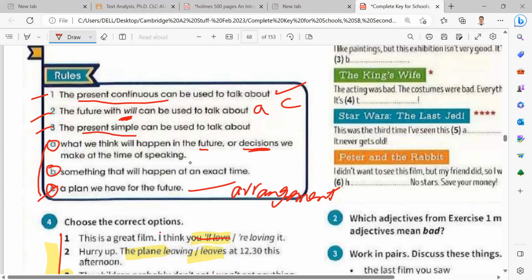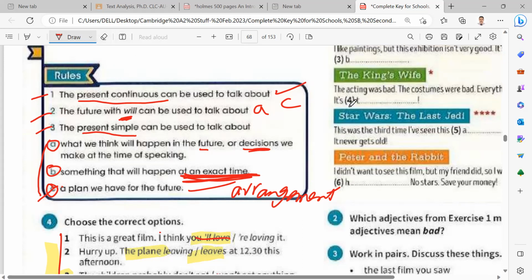Something that will happen at an exact time. شيء هيحصل في وقت معين في المستقبل. زي مثلا my plane leaves at 9 o'clock next week or tomorrow. My exam starts in June or next month. Okay, Sarah, is it clear now?